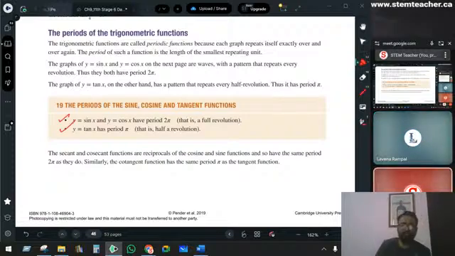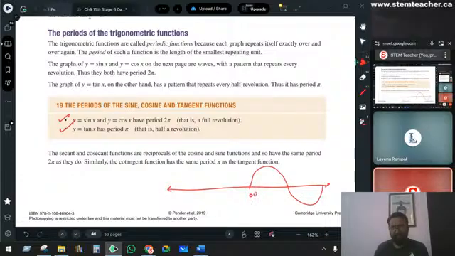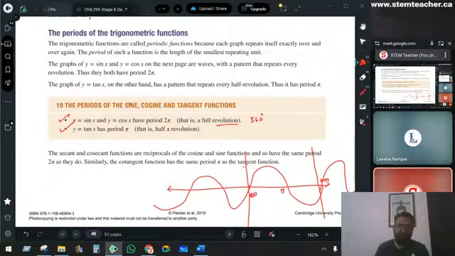See, on the real line we consider this as 0. This is pi, this is 2 pi. The period is 2 pi, which means for the sine function, this is 0, this is pi, this is 2 pi. 2 pi is the full revolution, that is 360 degrees. After this, the graph will repeat the same. So the graph from 0 to 2 pi is the same as from 2 pi to 4 pi, then 4 pi to 6 pi, 6 pi to 8 pi. The graph repeats continuously.